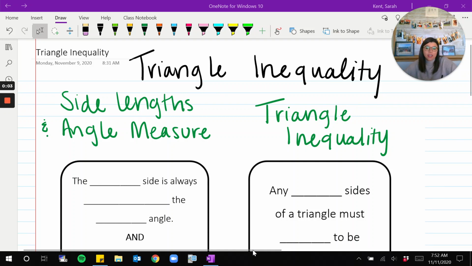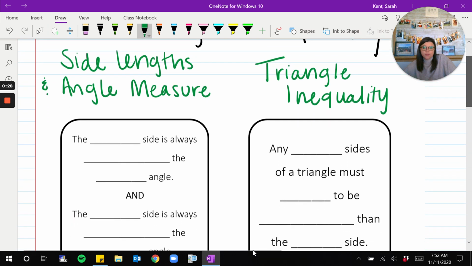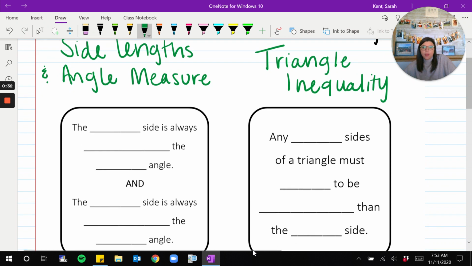Today we are looking at two different triangle inequalities. One looks at how the sides and the angles connect. The other one looks at side lengths of a triangle. So first we're going to look at side lengths and angle measures. First we'll give a little definition of what this is.